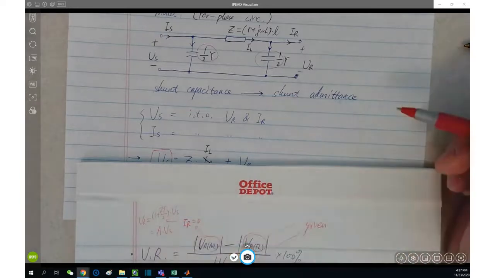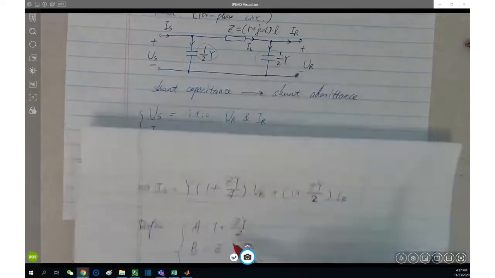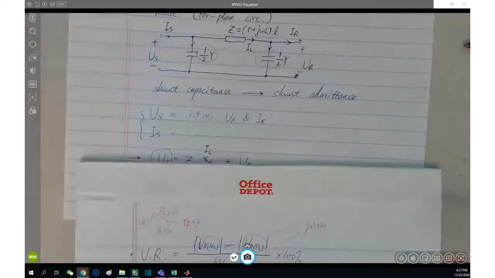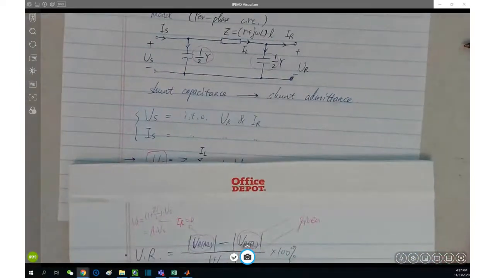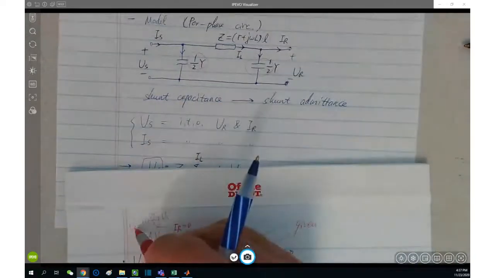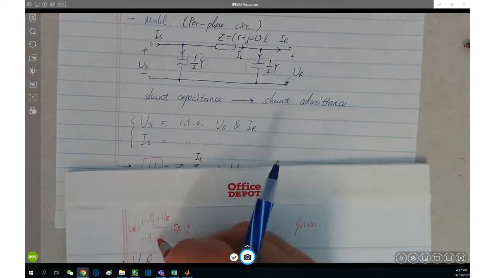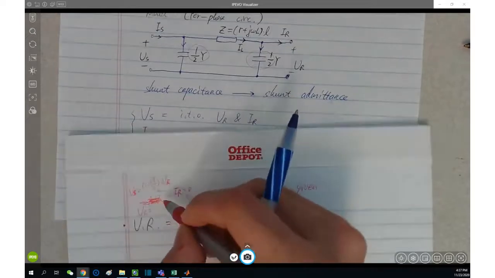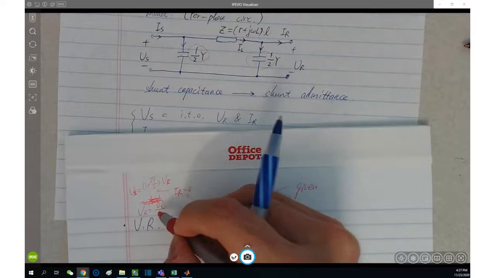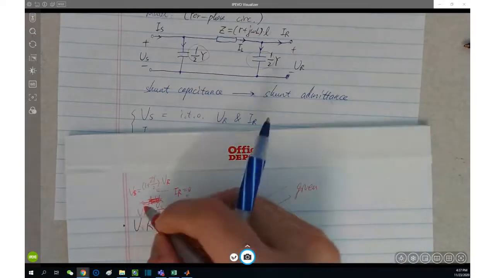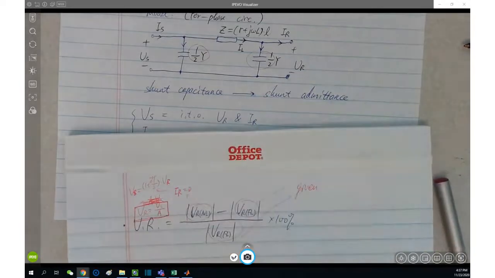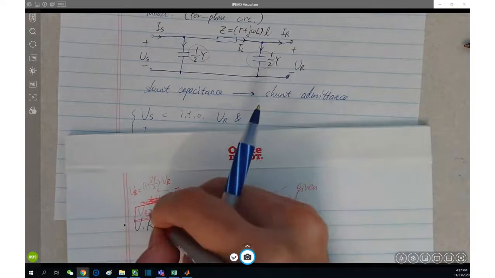Because we have defined A as this. This is Vs. This is Vr backwards. So Vr equals Vs divided by A. Here we go. Vr no load, of course, equals Vs divided by A.